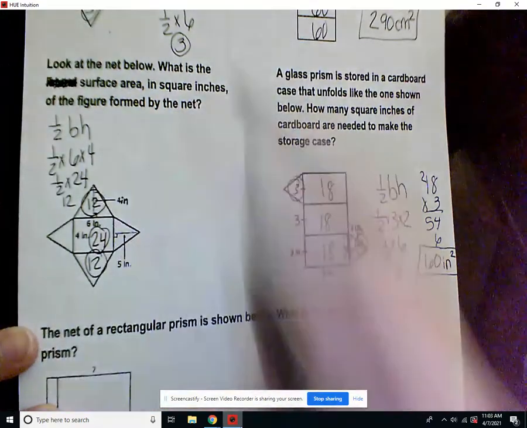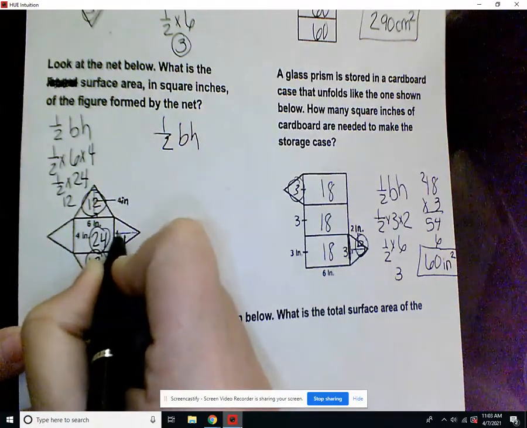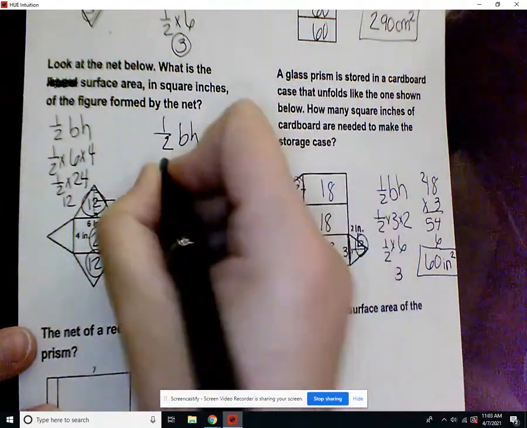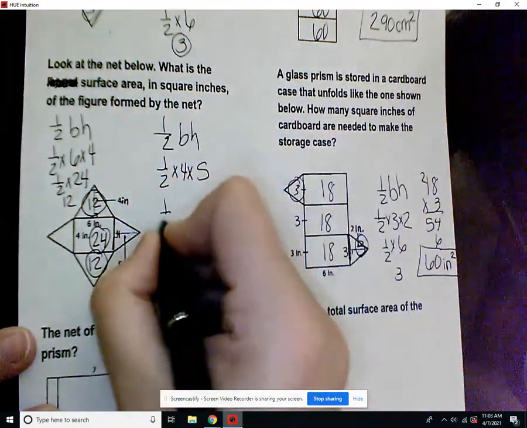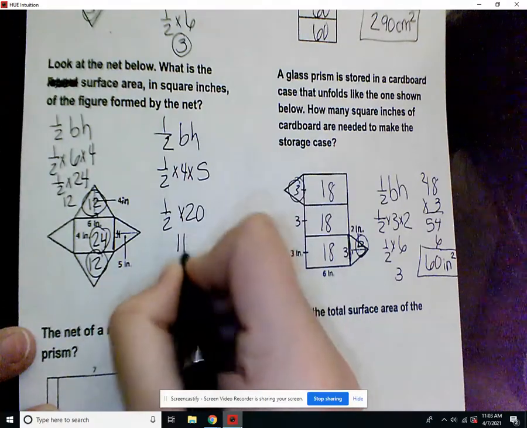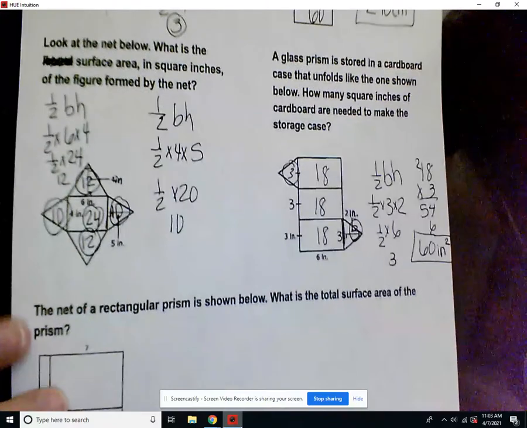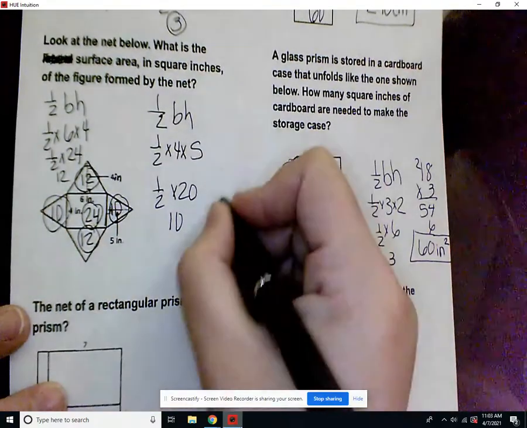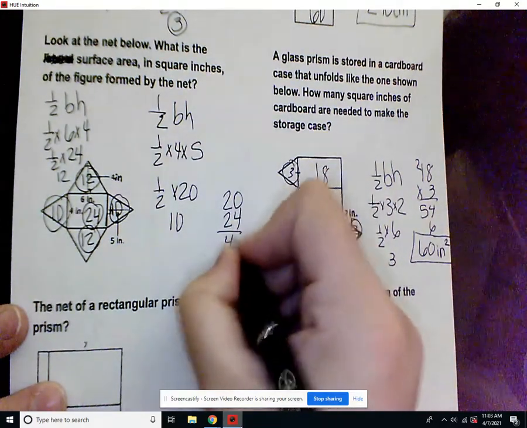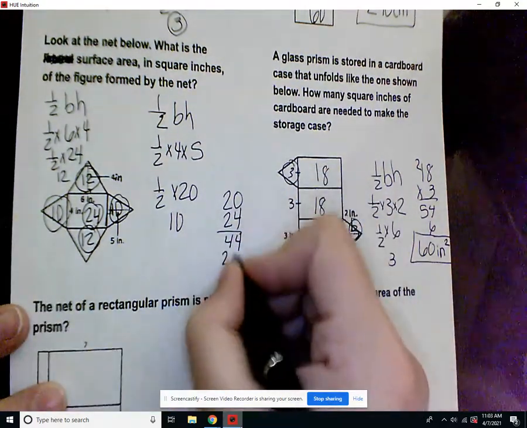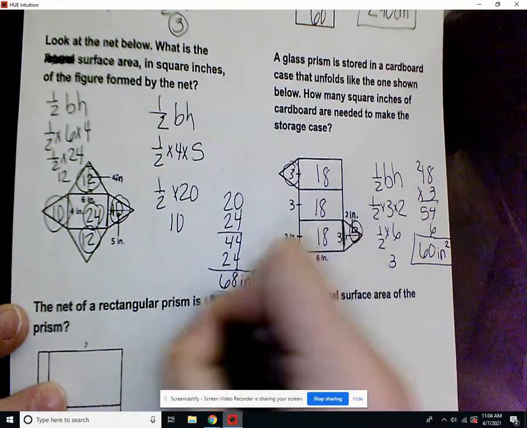Now we'll do our other triangle. This one has a height of 5. And then our base will be 4. So I'm going to have 4 times 5, which is 20. Half of 20 is 10. We have 2 of those. So now we're going to add everything up. 10 plus 10 is 20. 12 plus 12 is 24. And then we're going to add the middle, which is 24. And so we get 68 inches squared.